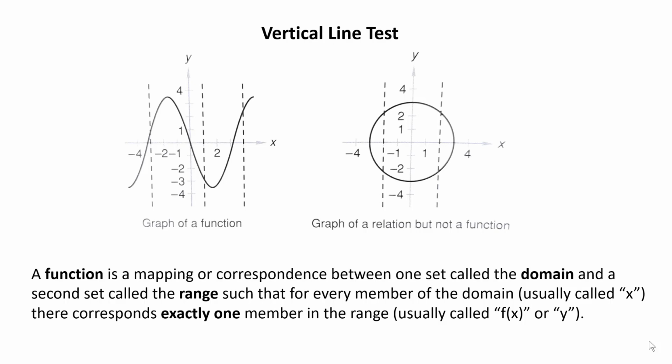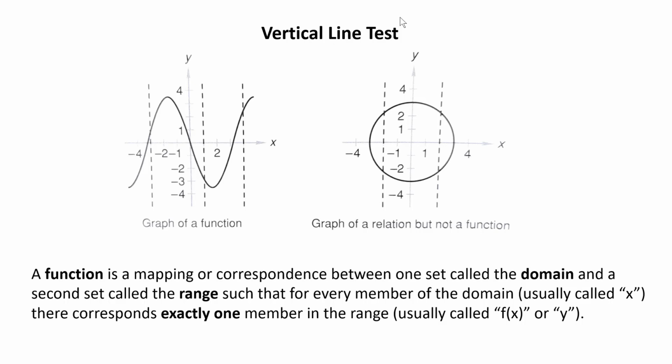A function is a mapping or correspondence between one set called the domain, those are your x's, and a second set called the range, your f of x's or your y's, such that for every member of the domain, usually called x, there corresponds exactly one member in the range, usually called f of x or y, which I just said. So what that means is that when you put an x value into the function, we talked about this in class, you can only possibly get one value for y.